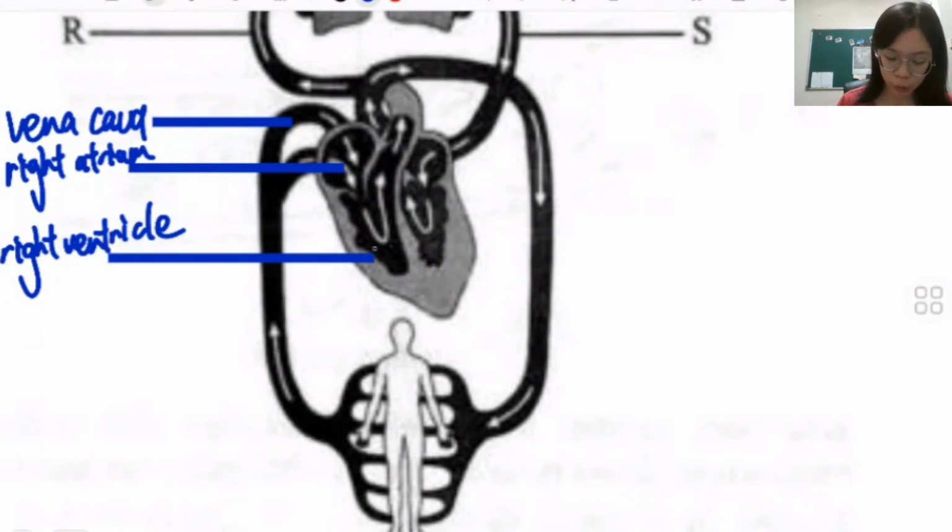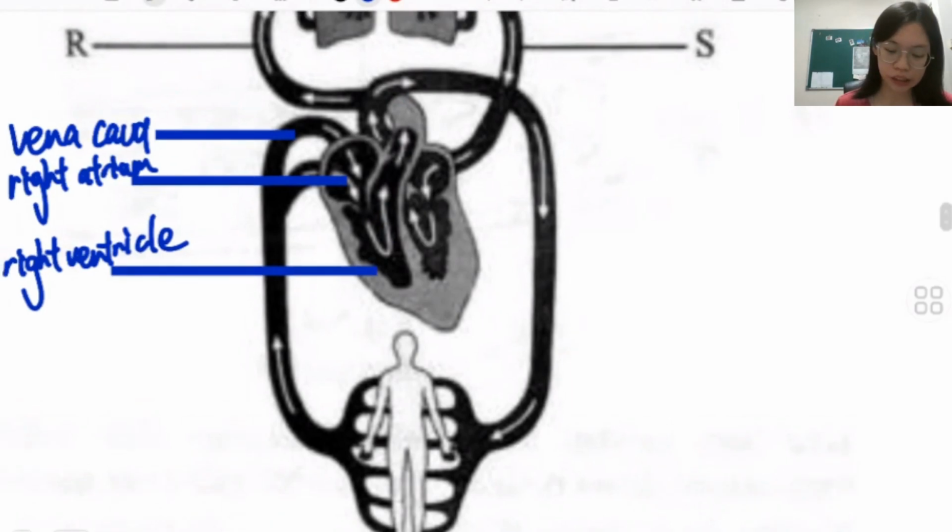After it passes through the right ventricle, it will be pushed out and transported out from the heart. Normally the vessel that transports blood out of the heart is the artery, and the one that receives blood is the vein. So this is the artery. But what name do you have? Aorta and pulmonary artery, right?